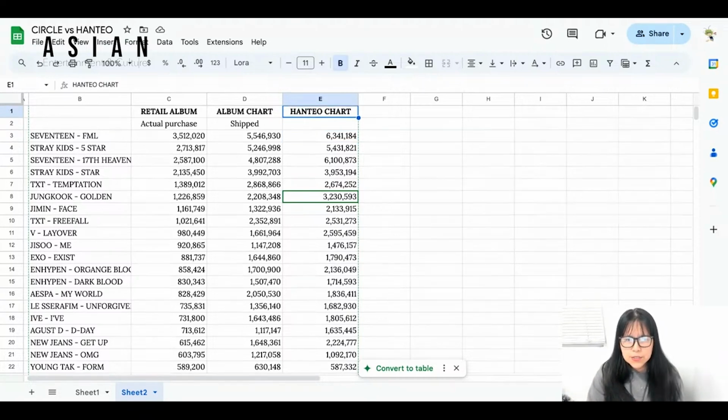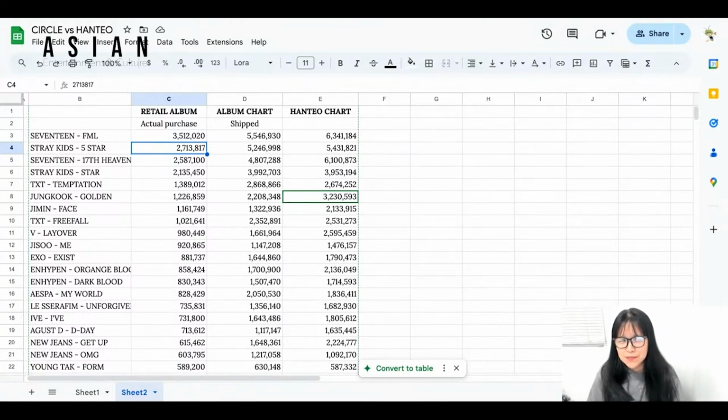So Stray Kids is the second best selling. According to Circle Chart, Stray Kids' 5 Star is the second best selling. This is 5.2 shipped, but the actual purchase is 2.7. That's almost half. They shipped 100% more than what was bought by the customers. And then for 17, 4.8 was shipped, but only 2.5 was actually bought. However, Hanteo is saying 6.1 was the actual purchase. Okay.